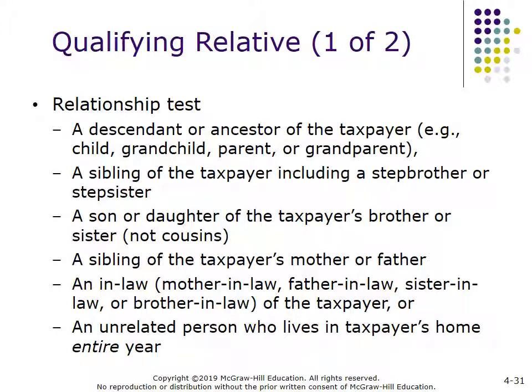If they're not meeting that kind of close relationship test, either blood or through marriage, they could still meet the relationship test because they're a member of the taxpayer's household for the entire year. So if your son's girlfriend lives in your home the entire year, they meet this test for you to claim them as a qualifying relative dependent. Your cousin lives in the home the entire year.